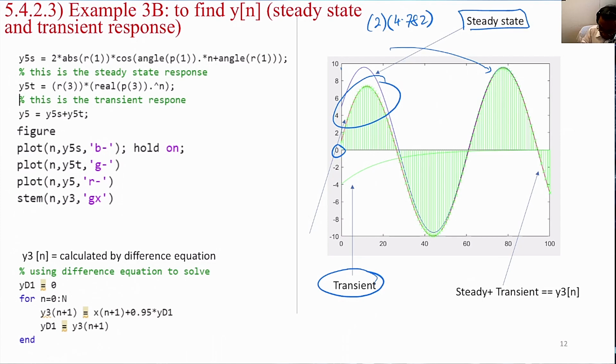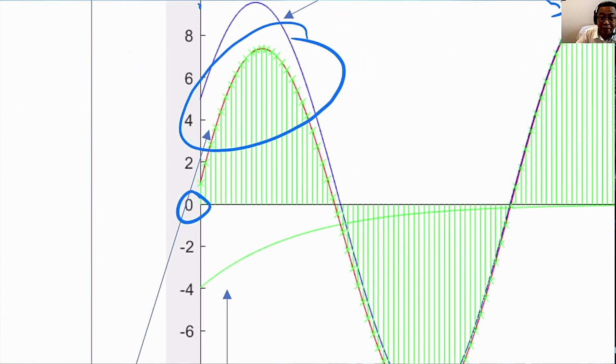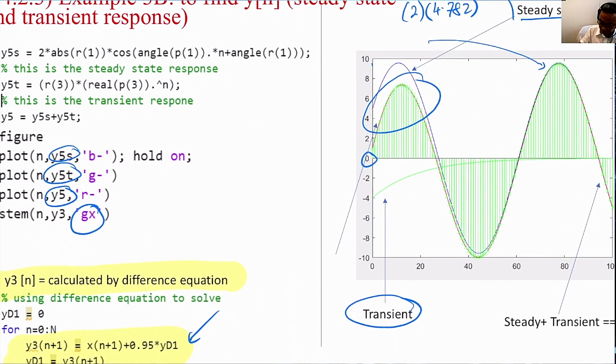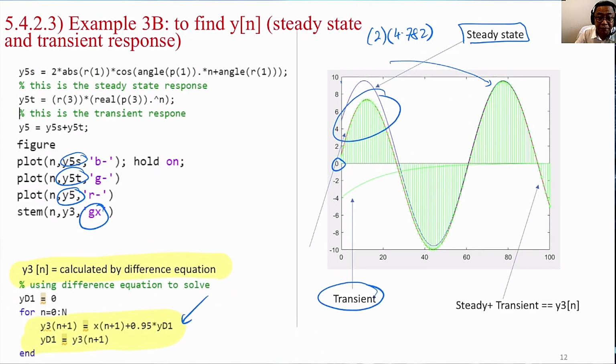Now, to be absolutely sure that I didn't get it wrong, I write the difference equation and I send my x into the system and simulate the difference equation here, and I also plot y3, which is plotted as the green x. So you realize that the green x is the same as the red, and the red is the sum of the steady state and transient. So this is a very nice example. Please try it in the lab as well. Thank you.